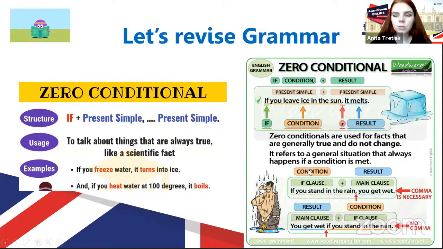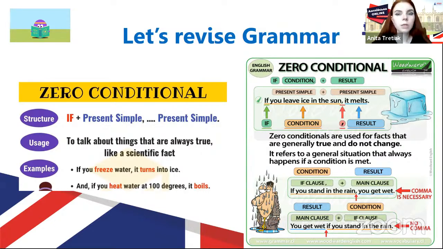Your condition or if clause can be at the first place. Like if something happens, then another thing happens. If you stand in the rain, that's the condition, you get wet. That's the result. And in this case, if your condition goes first, you need to use a comma after this condition.